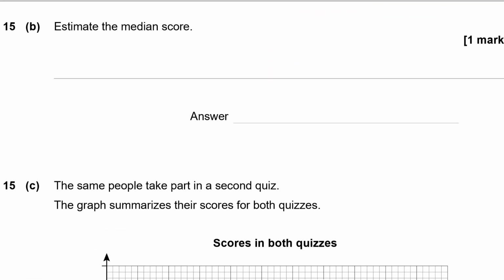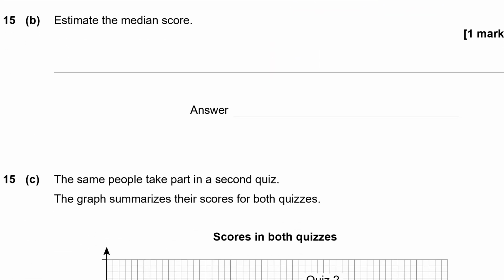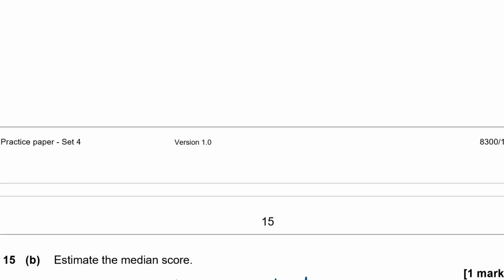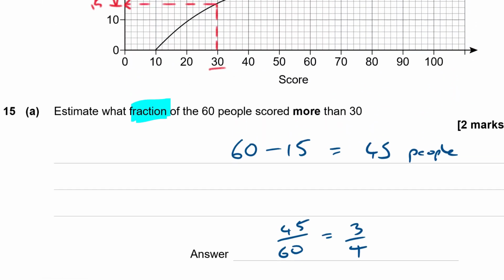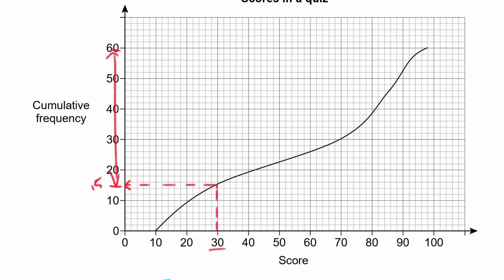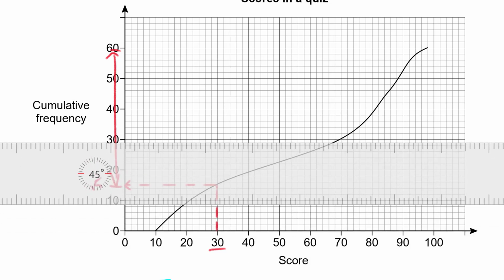Okay, part B, estimate the median score. Okay, now the median score is at the halfway point. If you've got 60 people, then the median is going to be 60 plus 1 over 2. It's the 30.5 value, which we can read off from our graph again. So coming back to our graph, we need to read across from, well, 30.5, but I might as well just read across from 30.